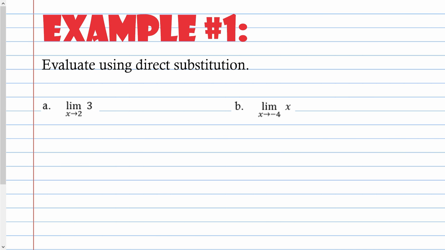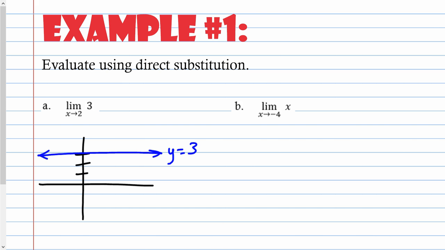For part A, we have the limit of 3 as x approaches 2. Now, 3 is a function, right? But it is a straight line. This is y equals 3. Well, look at it. It doesn't matter what the x value is. No matter what x value I have, it's always going to be 3.